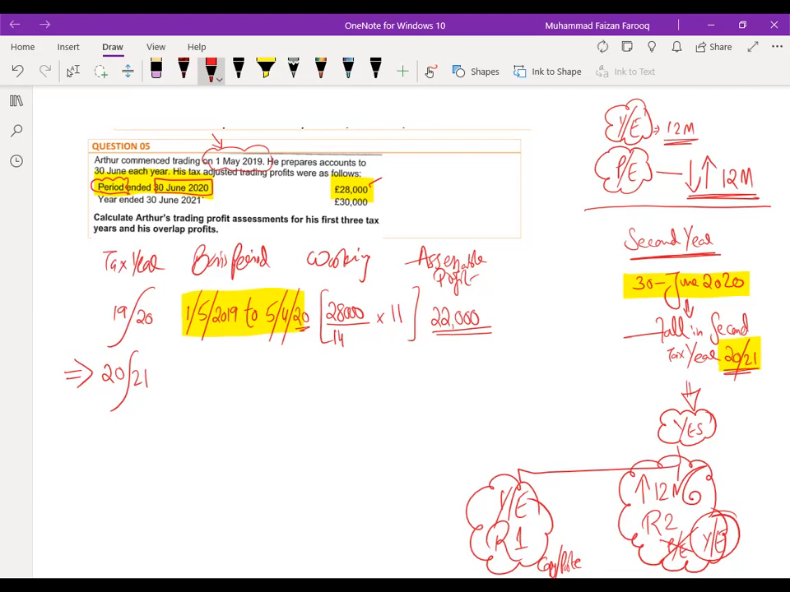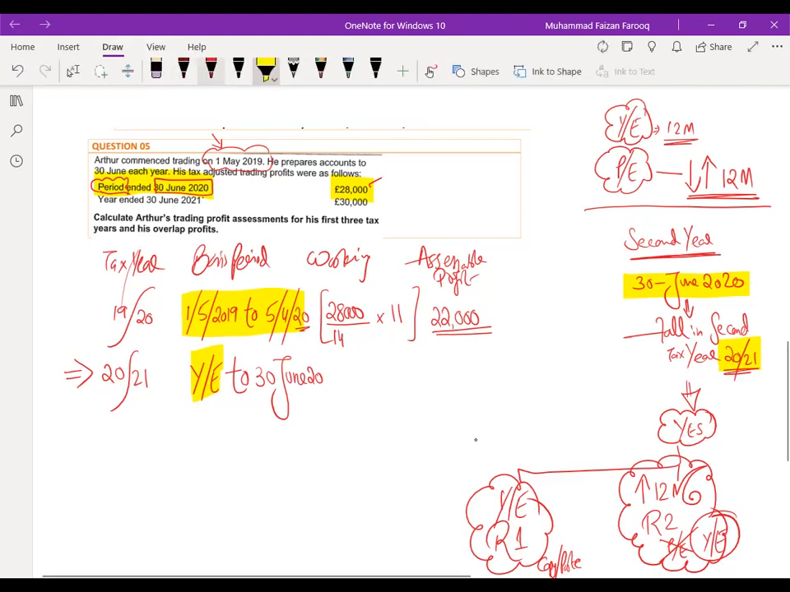How to do it? Just look at it. Look at the screen very carefully. What is my ending date? This is my ending date, 30th. What I will do, I will just write this. This is my rule number 2. Convert your period end into year end means make your period end, convert your period end into exact 12 months. This is rule number 2.